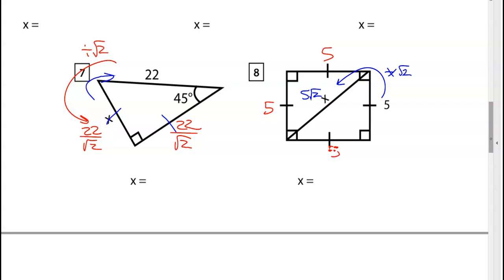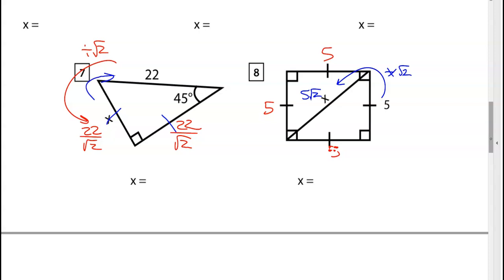If that doesn't make sense, you can go back and watch the video again. You'll have an opportunity to ask questions. What I want you to understand is that when I'm going from a leg to a hypotenuse, I multiply by the square root of 2. It's a little longer. If I go from the hypotenuse back to the leg, I divide by the square root of 2.